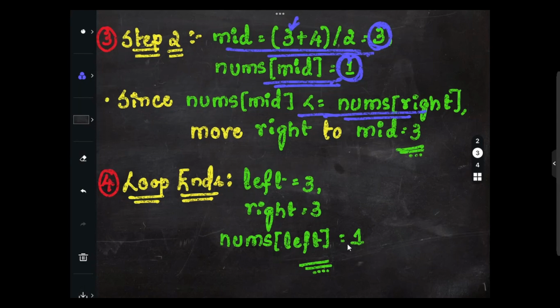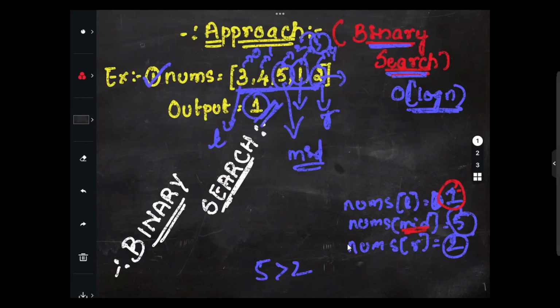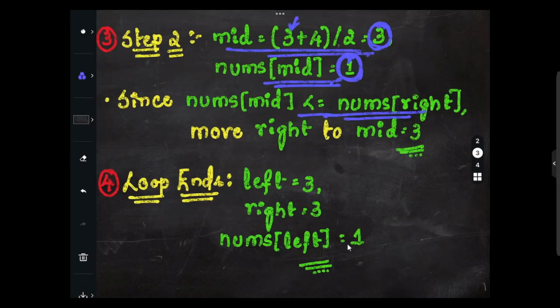So here nums of mid is 1. 1 is less than or equal to 2. Here we are comparing mid with nums of right, and the nums of right value is 2. So 1 is less than or equal to 2 in this case: nums of mid is less than or equal to nums of right.